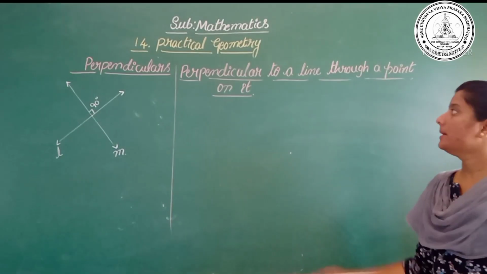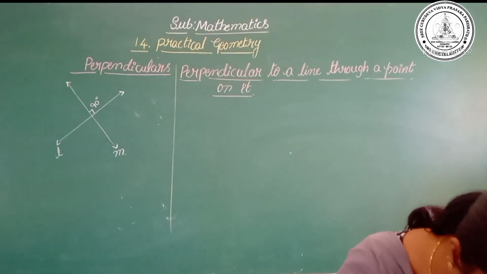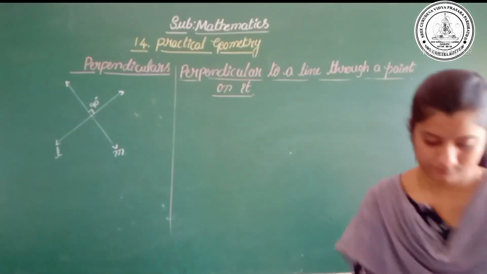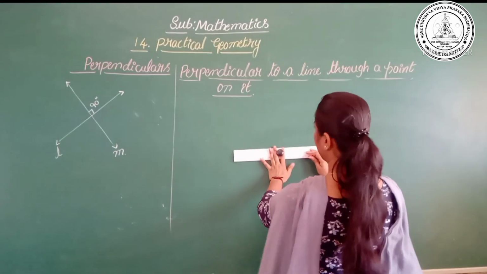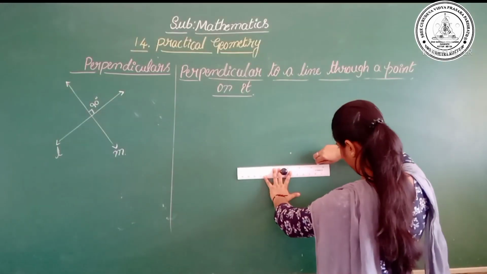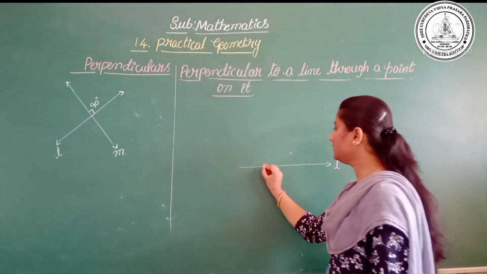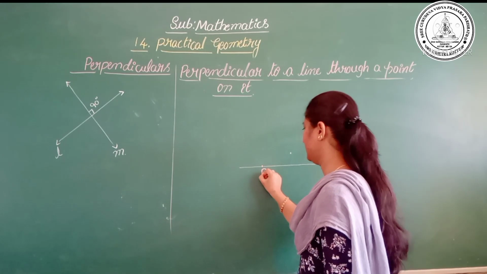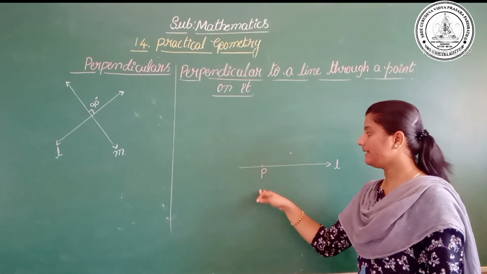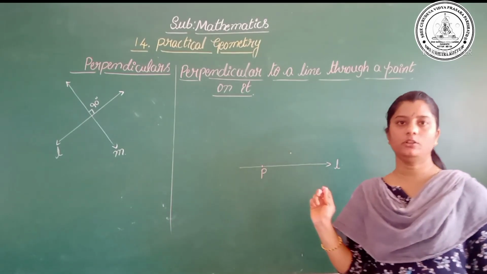So how to construct a perpendicular to a line through a point on it. Just first draw a line L. It is the line L. Then I will mark here the point P. P is a point. So I want to draw a perpendicular line that intersects through the point P, and also forms an angle equal to 90 degrees.